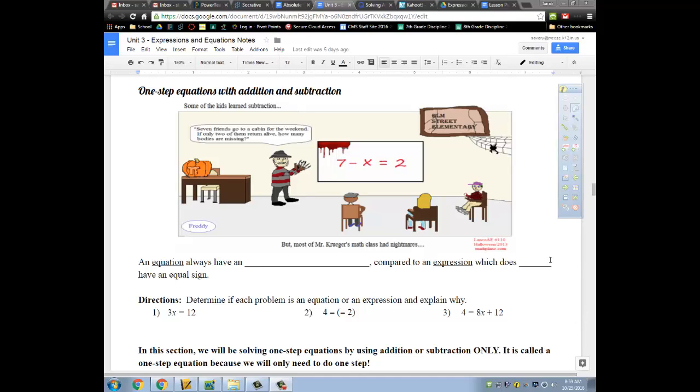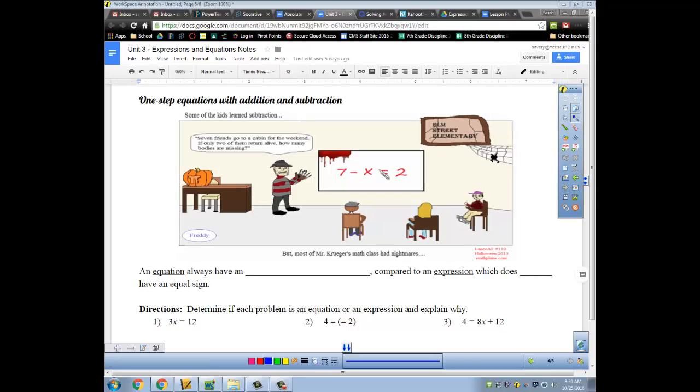Hey, today we're talking about how to solve one-step equations with addition and subtraction. They're called one-step equations because they literally have one step to solve them. I put this riddle on here because Halloween's coming up and it has to do with one-step equations. So you can read that on your own if you would like.